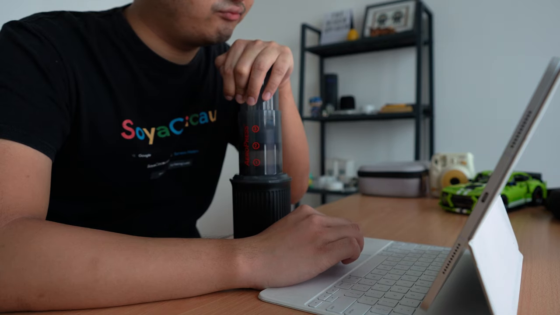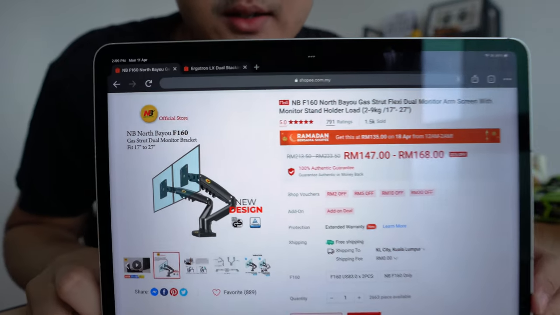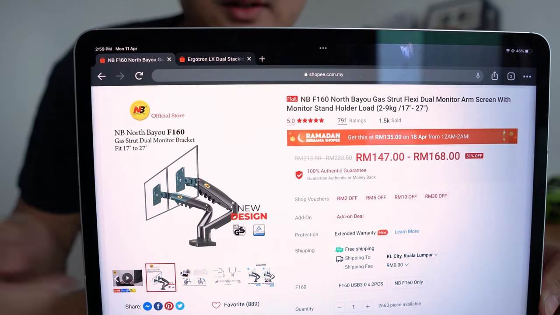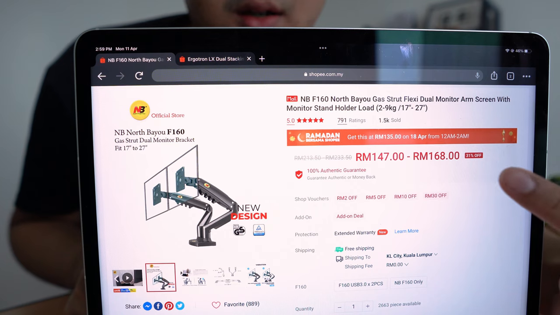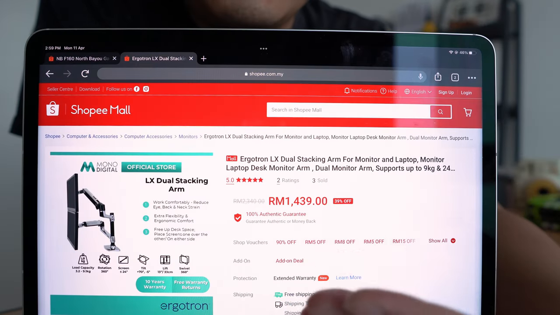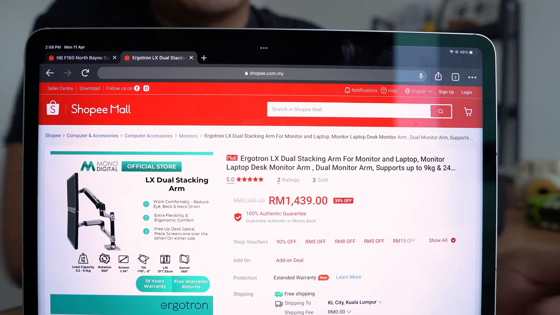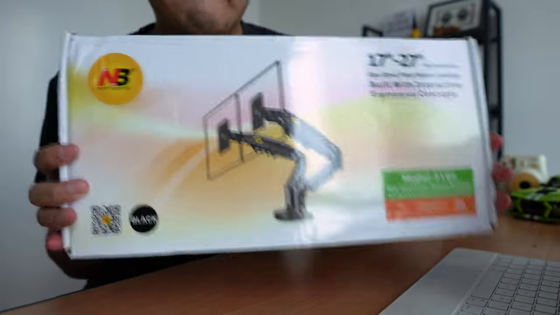So I went searching online for a better solution, and I found this. It's a dual arm gas strut monitor arm thing that seems to solve all of my problems. But really, for just 150 ringgit? For context, this Ergotron one is 1.5k. Like how can something that does the same thing have this big of a price gap? Well, let's find out.